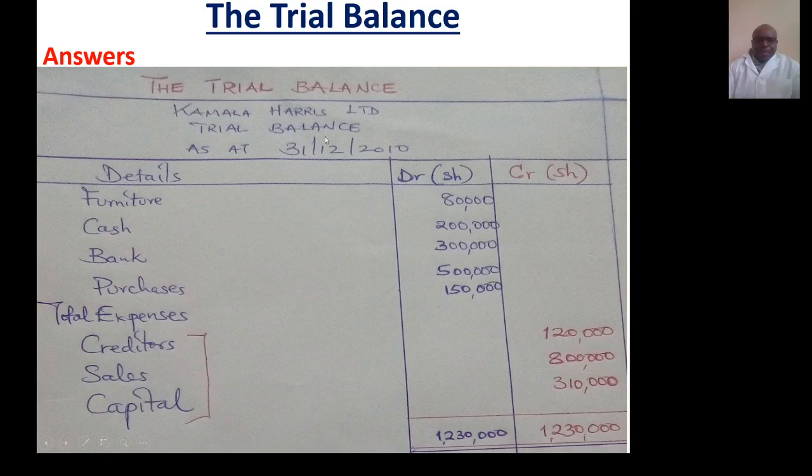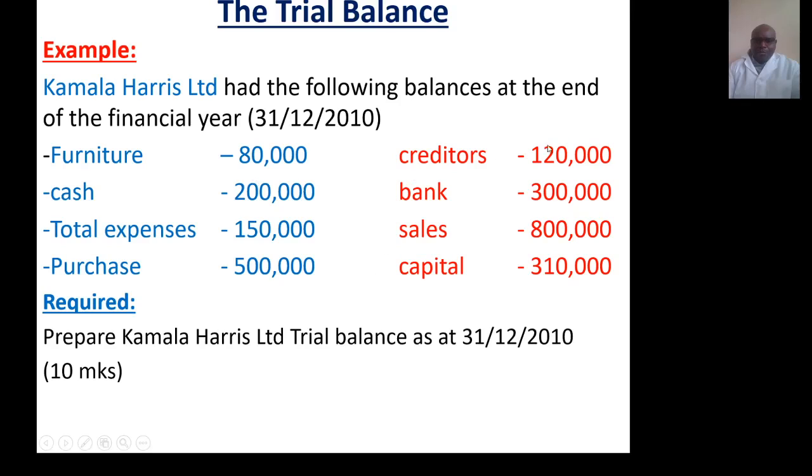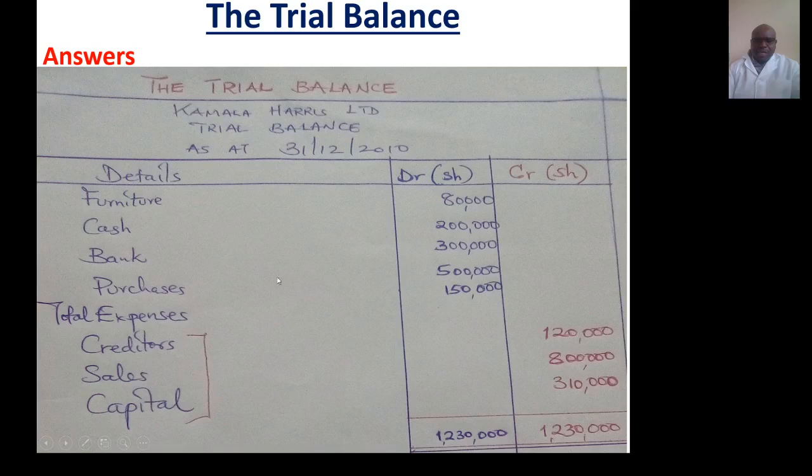The answer. So, the 3 lines: Kamala Harris Limited, the name of the company, then the name trial balance as at 31st December 2010. Then you have the three columns, details, debit, and credit columns. We've seen we have furniture, which is an asset account, 80,000. Cash, 200,000, which is an asset account, 200,000 debit column. We have bank account, 300,000. It is an asset account entered on the debit side.